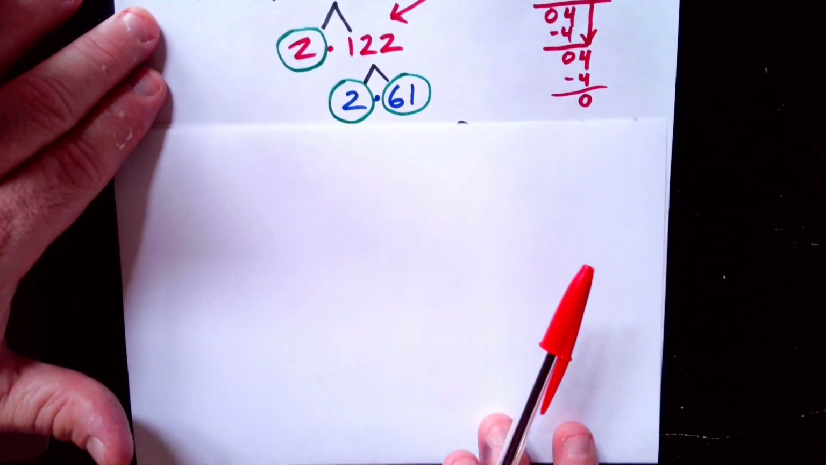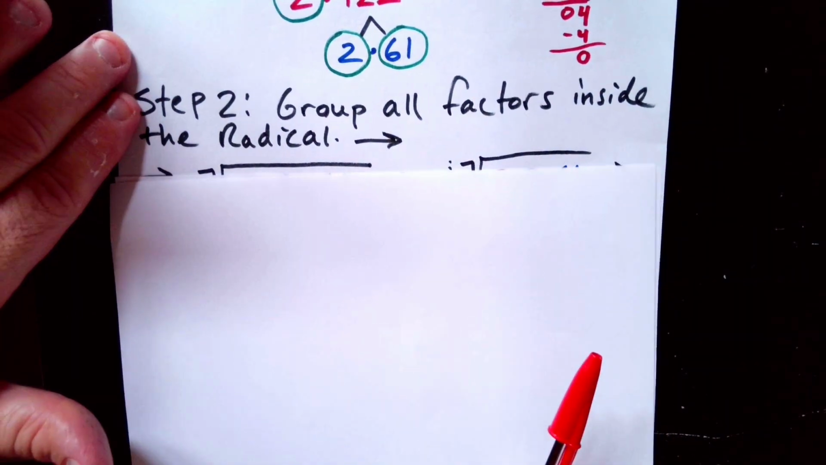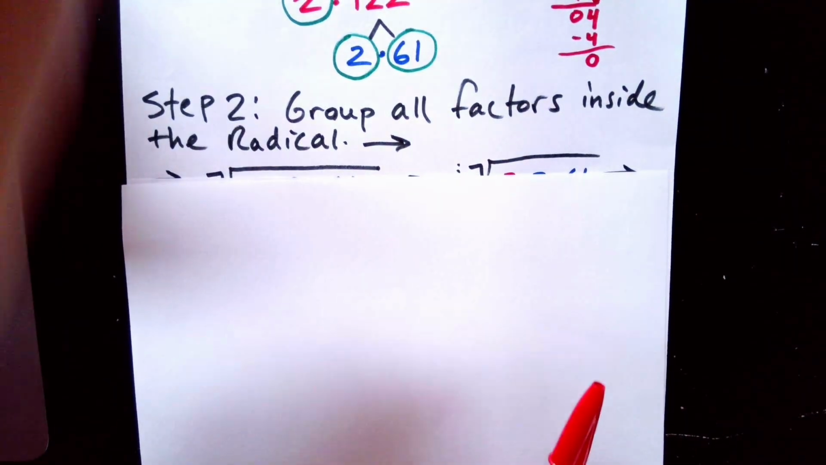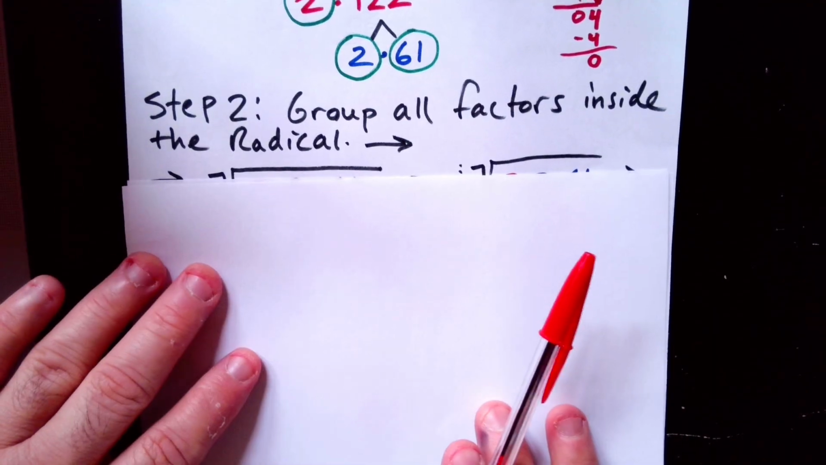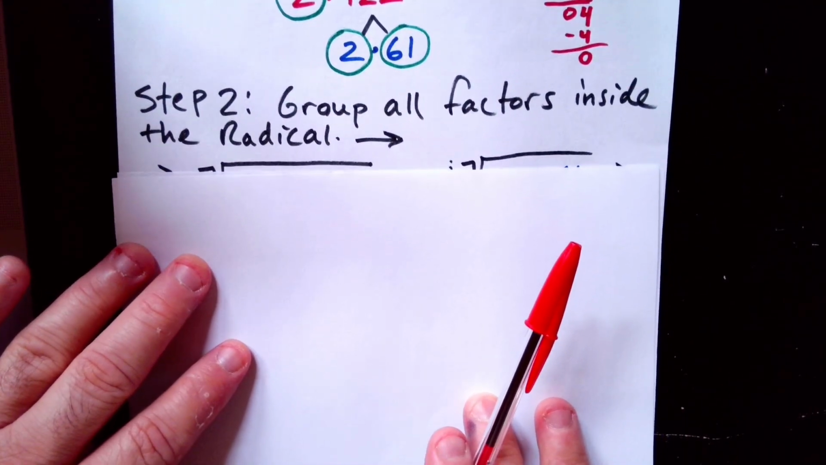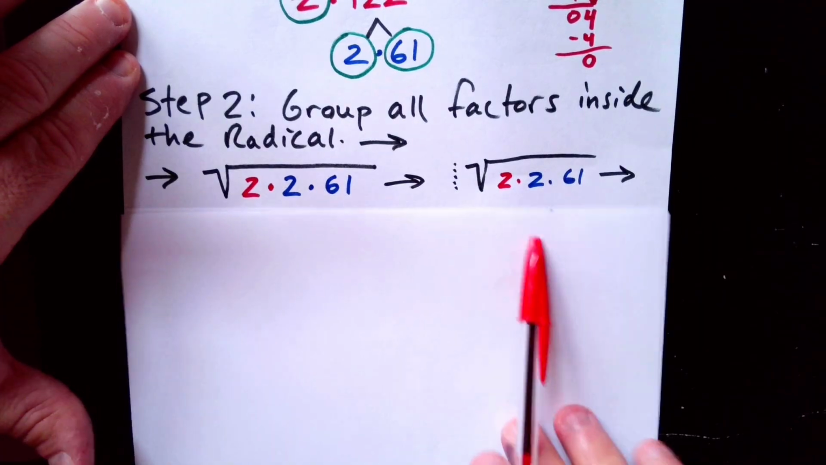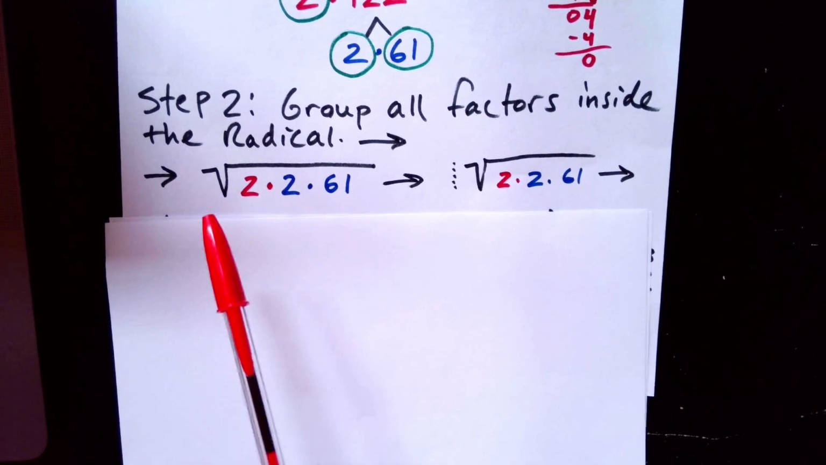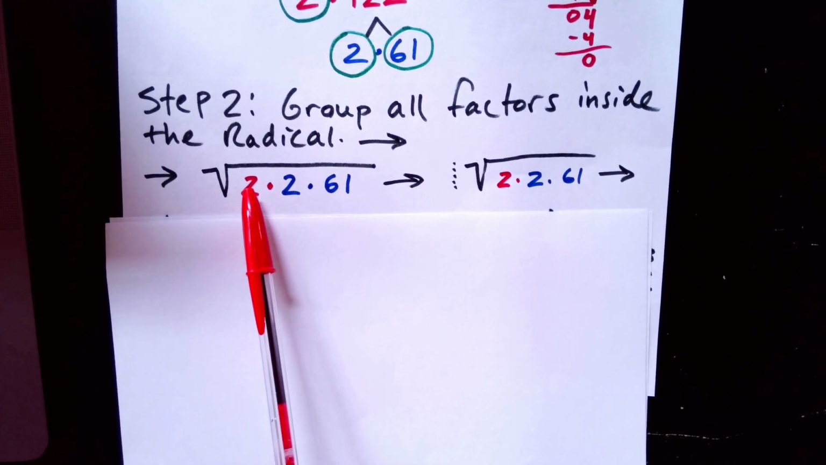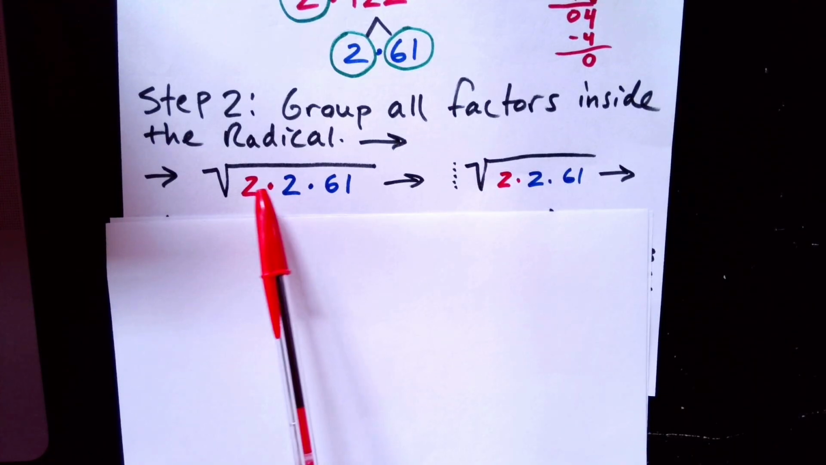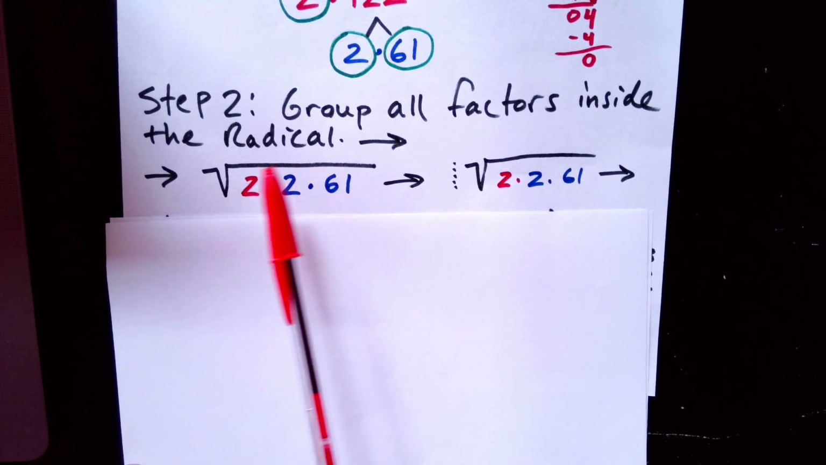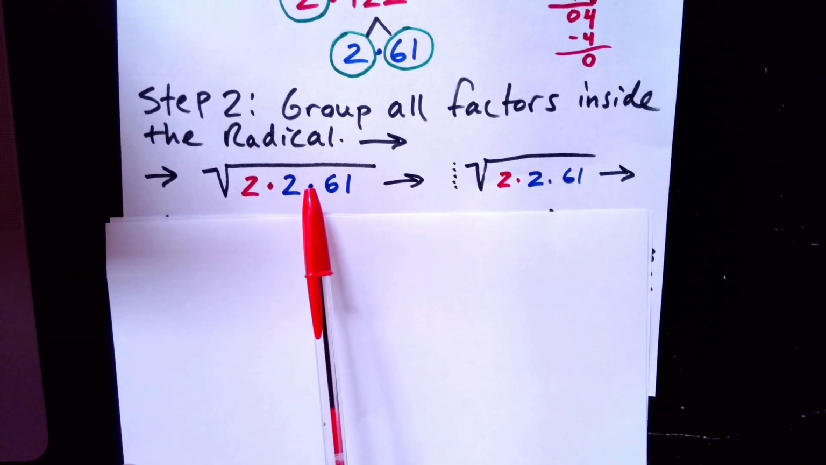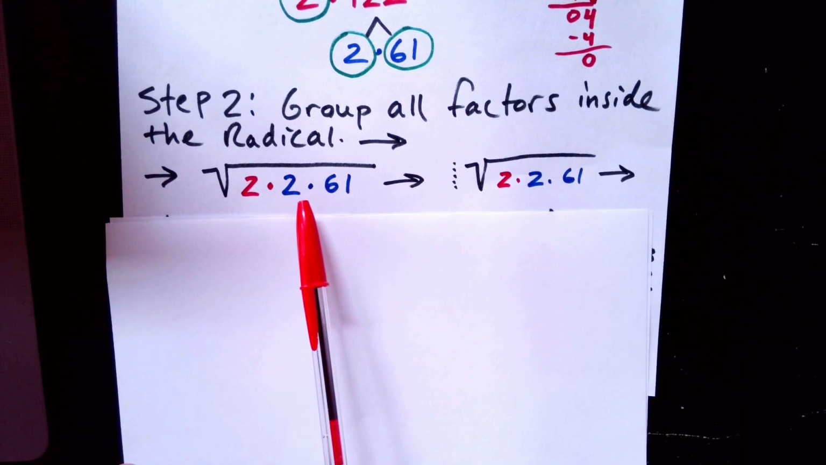Alright, so let's continue to step number 2. Once you have all of the factors, you want to group those factors into that radical, right? Remember, 2 times 2 times 61 is 244. So I'm showing you here in this next step, step 2, all of those factors, the smallest numbers that multiply to 244, is 2 times 2 times 61. We want to regroup them and put them into the radical because we're simplifying these radicals manually. We're not using our calculators to do that.